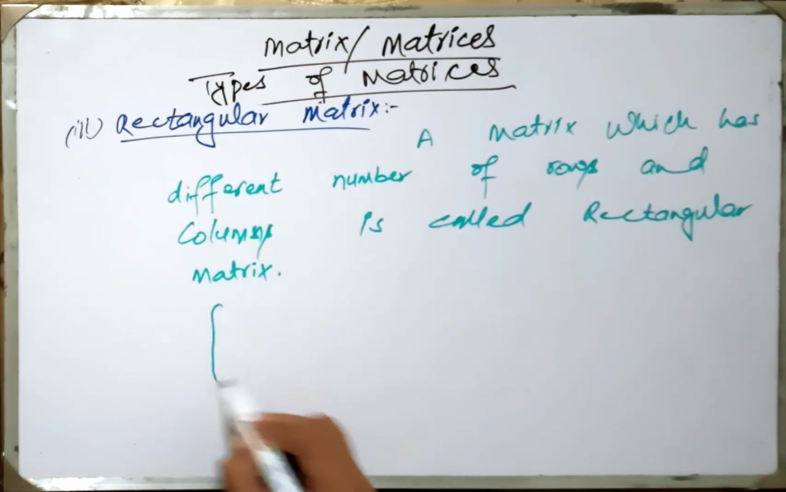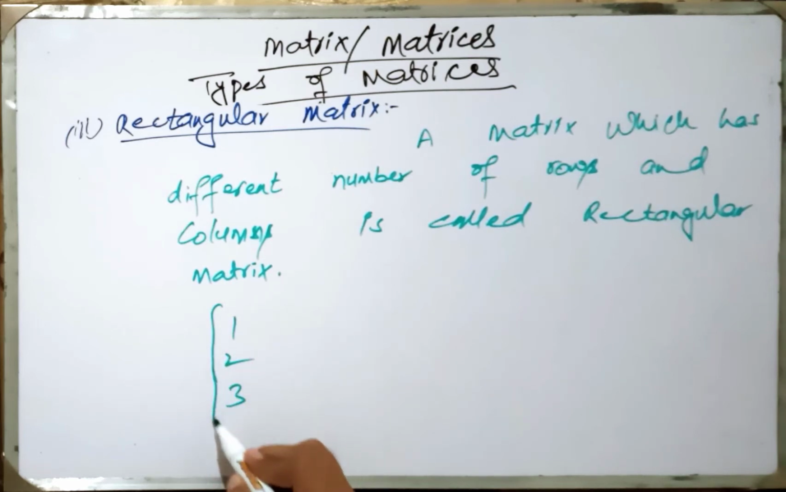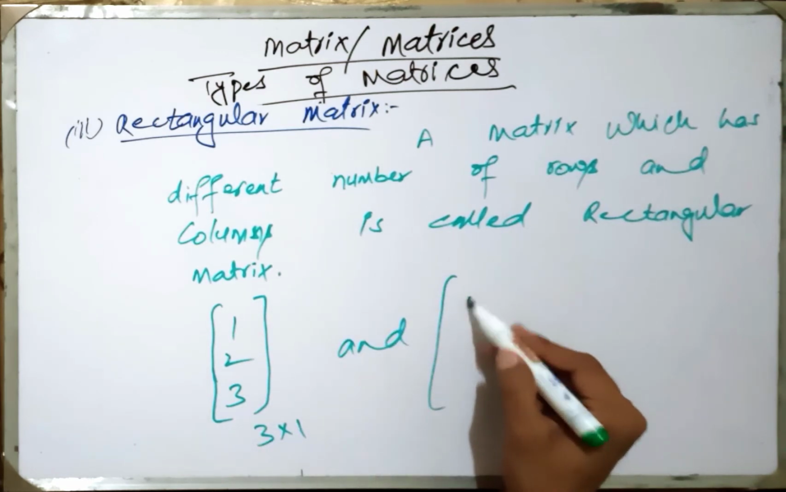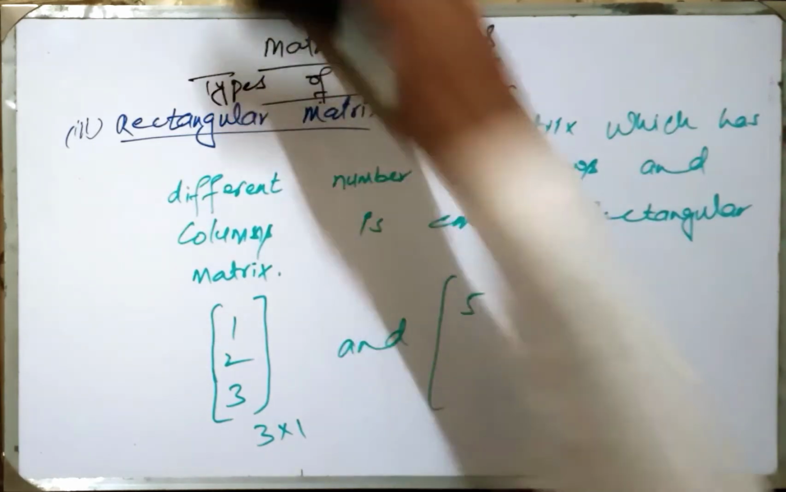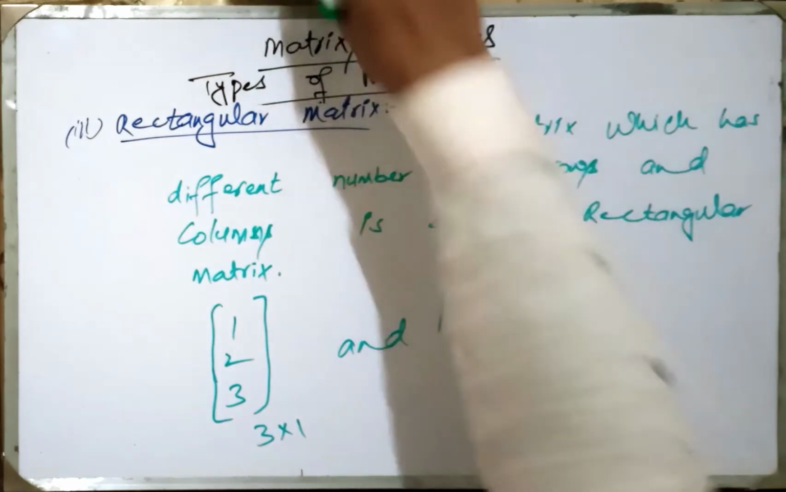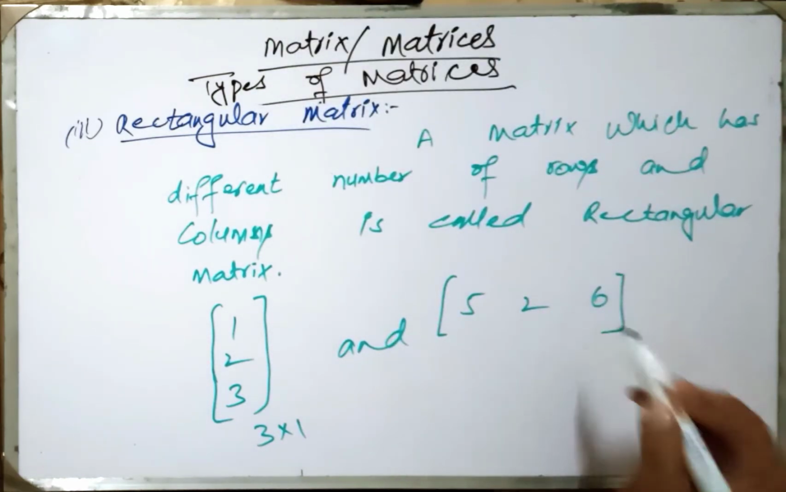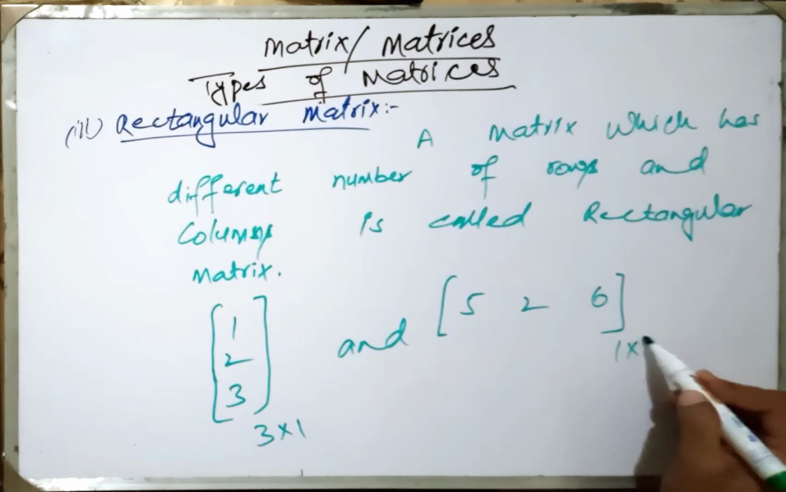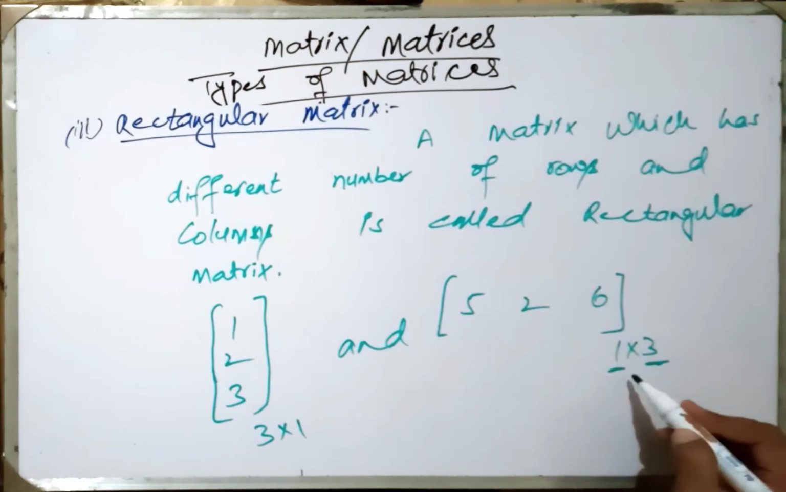For example, 1, 2, 3 is a rectangular matrix of 3 cross 1 and 5, 2, 6 is also a rectangular matrix. In both of these matrices, number of rows and number of columns is different from each other.